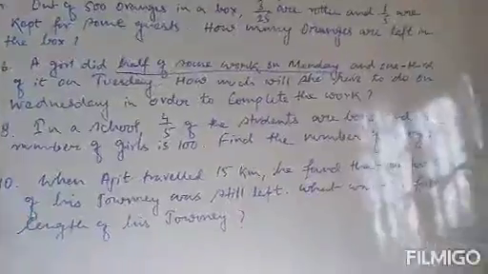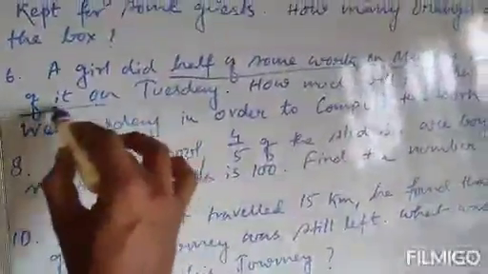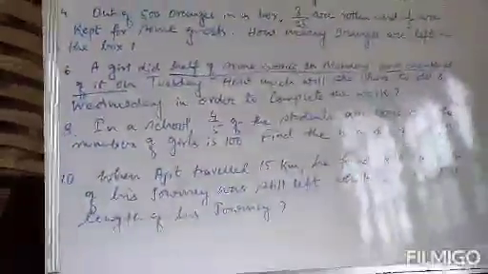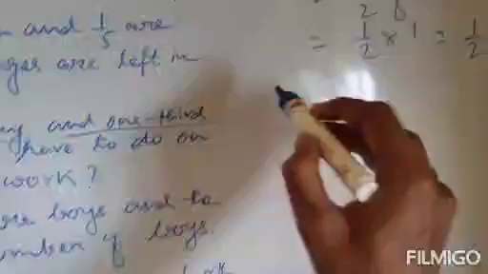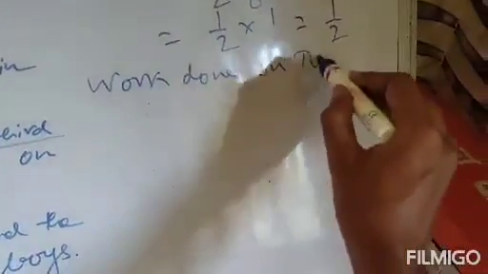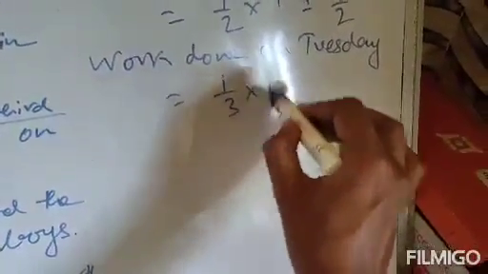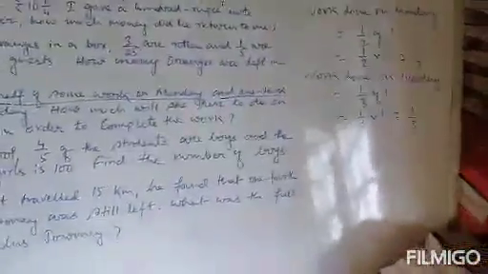Next, 1/3 of it on Tuesday. Of it means here some work. So 1/3 of 1 done by her on Tuesday. So the work done on Tuesday equals 1/3 into 1. That means 1/3 of 1, and of means multiply. So Monday work done is 1/2, Tuesday work done is 1/3.